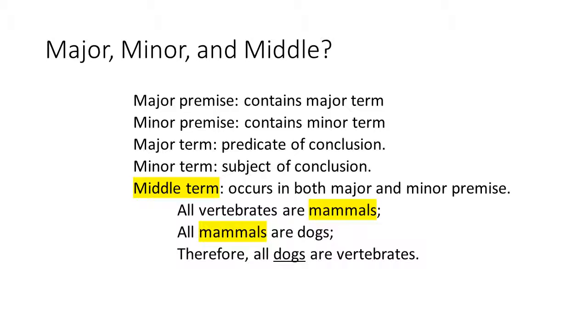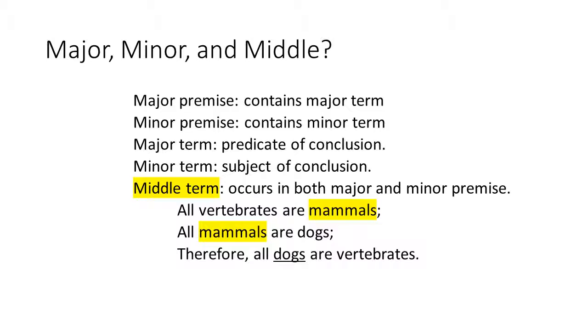So let's take a step back and think about what's going on with these sorts of arguments, these syllogisms. We have our major premise, our minor premise, and our conclusion. The major premise contains the major term, which is the predicate of the conclusion. The second premise contains the minor term, which is the subject of the conclusion. And then there's this middle term that goes both in the first premise, the major premise, and also in the second premise, the minor premise.